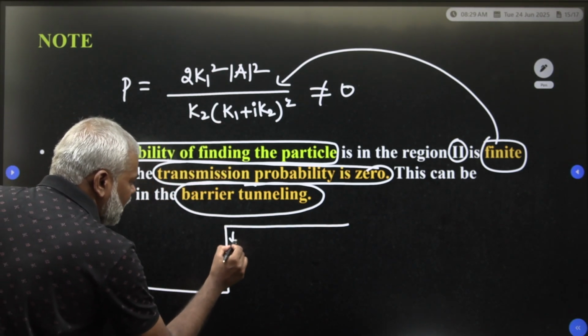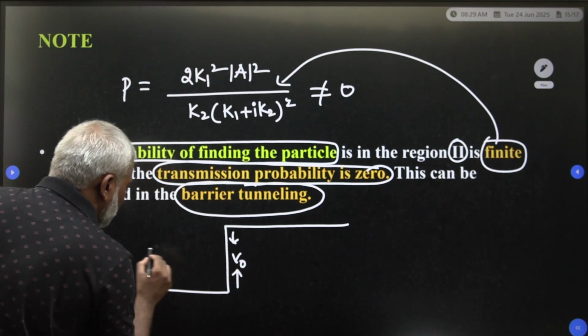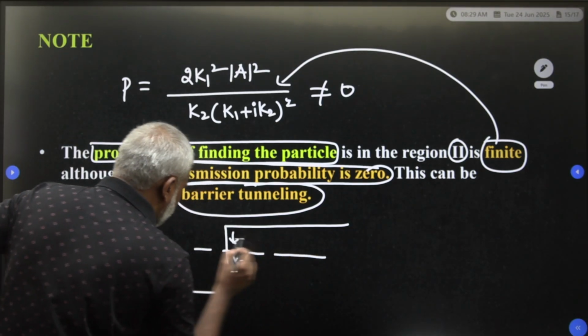Now you have to see here. So then V naught is the barrier height, and now you have to take that the particle energy is E.